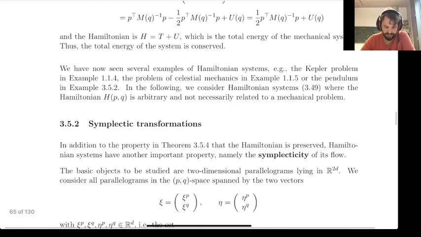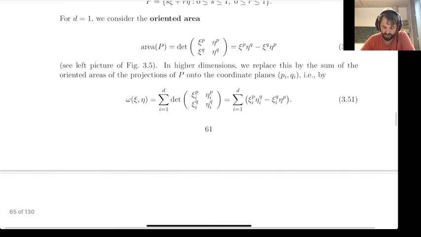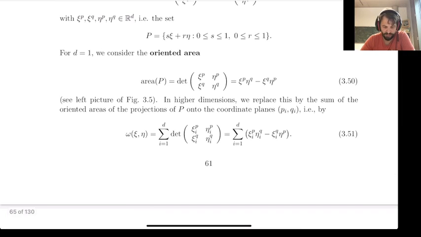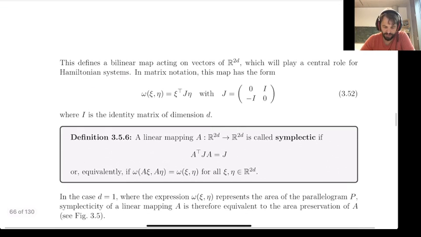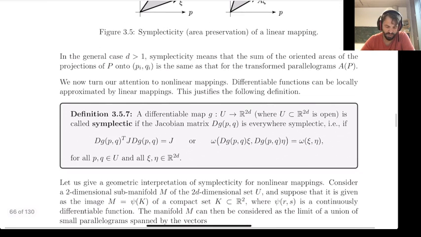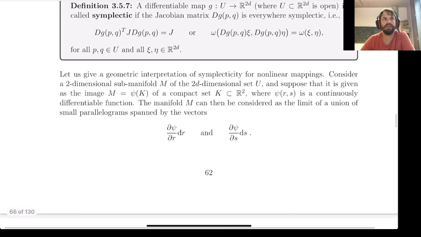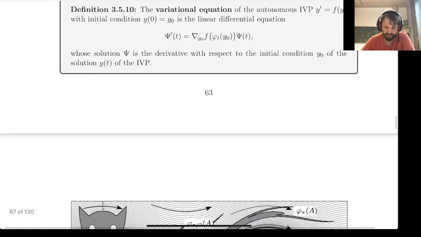What is a symplectic transformation? What properties does it have, especially in 1D? Area preservation. Then the definition for a linear map being symplectic, and then there is the equivalent for a nonlinear map here. So anything from any other part of the lecture notes.